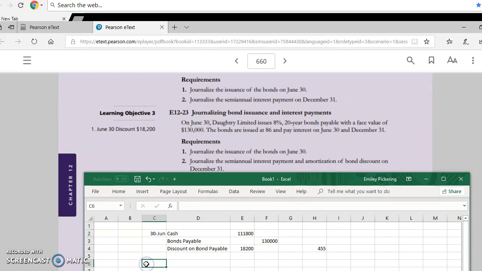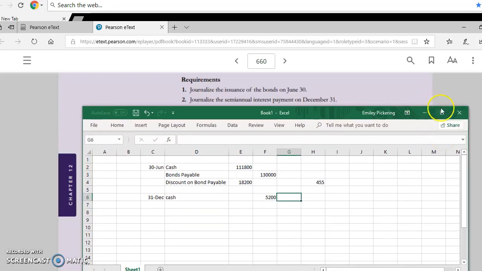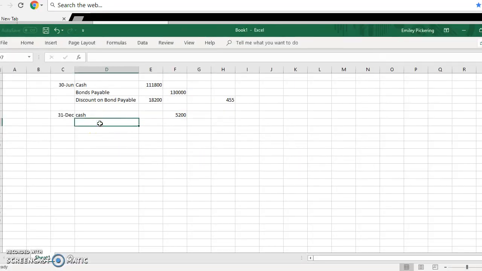So let me go ahead and do my first interest payment on December 31st. The first thing I want to do is calculate how much cash I'm going to get rid of. Let me just do that real quick. So that's going to be 130,000 times 8%. Now this is going to be the annual interest payment, but I'm not paying a whole year's worth of interest. I'm only paying half because I pay every 6 months. So that's how much cash I'm getting rid of with a credit.